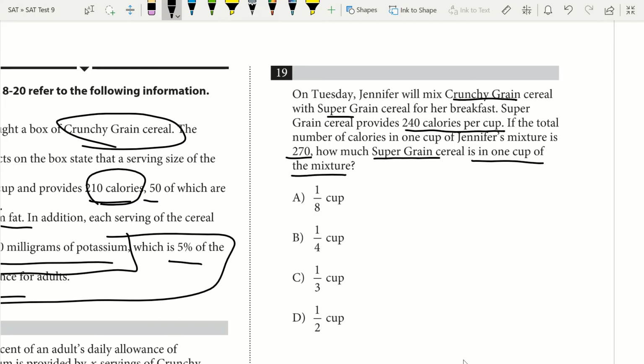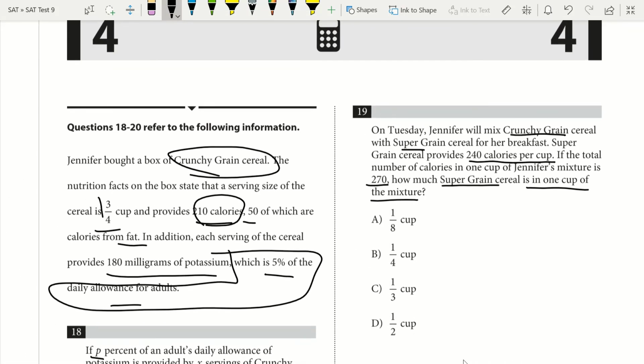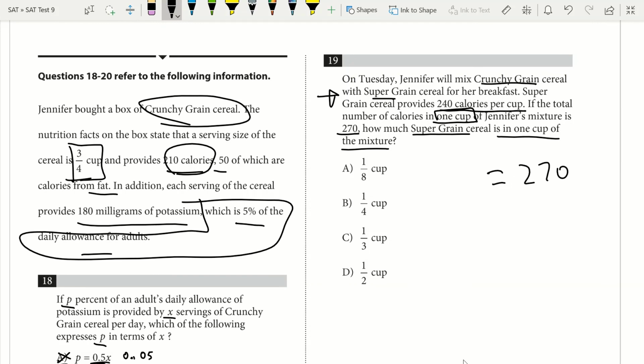All right, key parts here. We've got to understand the serving sizes. Serving size for crunchy grain is 3/4 of a cup. Our serving size for our super grain is 1 full cup. So how much super grain is in 1 cup of the mixture? Super grain, once again, is the one we dealt with in question 19. So we know that our total in 1 cup is going to be 270 calories. Now, we know that that's made up of some amount of cups from crunchy grain and some from our super grain.